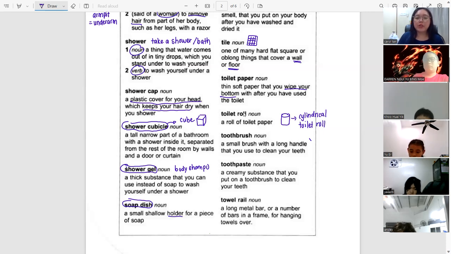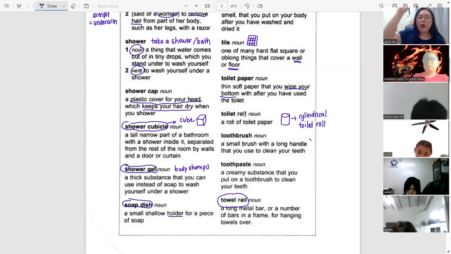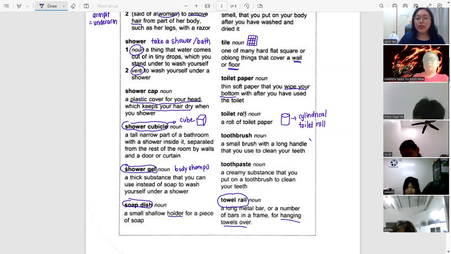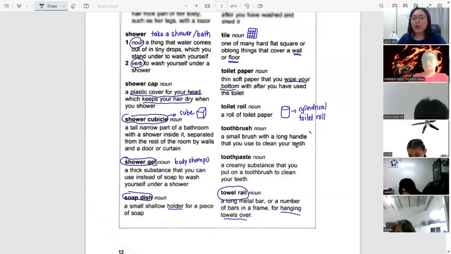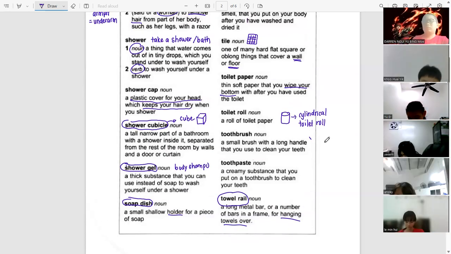Toothbrush, toothpaste, toilet rail. Okay, what is toilet rail? You hang your towel, or maybe your shirt. Understand? A long metal bar or a number of bars in a frame. Long metal bar is like 一个长形的 metal bar. Okay, towel.